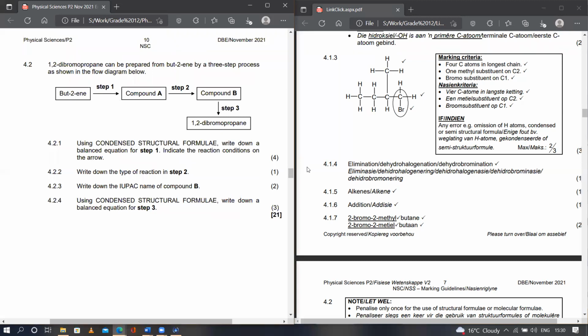1,2-dibromopropane can be prepared from butane 2-ene by a 3-step process as shown in the diagram below. Butane 2-ene gives you compound A, gives you compound B, gives you 1,2-dibromopropane. So they say using condensed structural formula, write down a balanced chemical equation for step 1 and indicate the reaction conditions with an arrow.